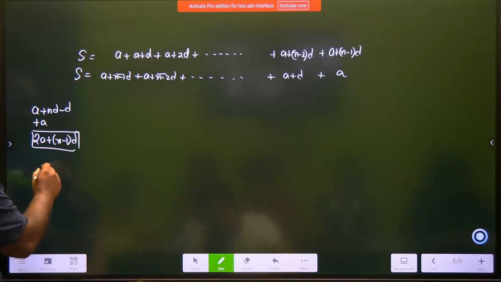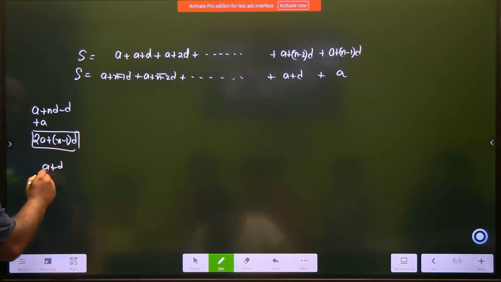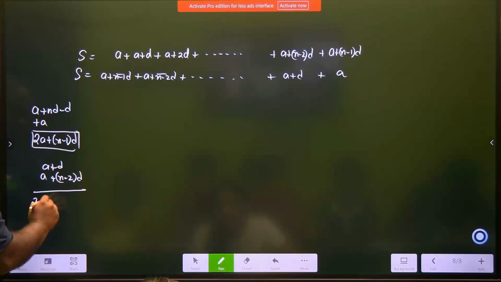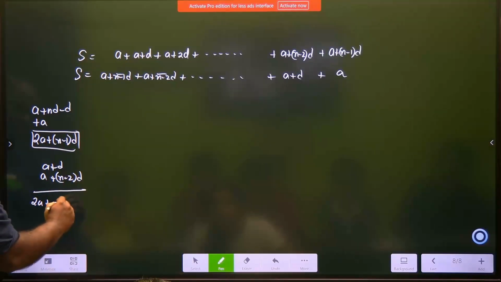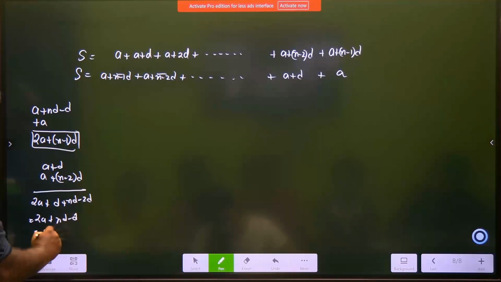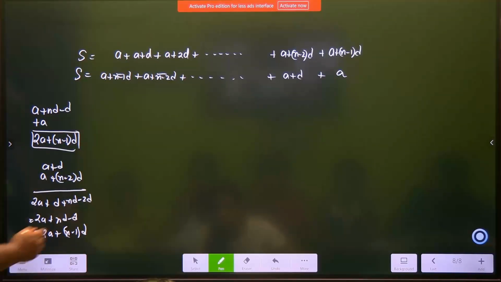These two, let us see. A plus d, and then we have another a, and then we have a plus n minus 2 into d. A and a will give you how much if we add? 2a. So you have a plus nd, you have a plus d, then you have a plus nd minus 2d. So 2a is retained, plus d minus 2d is how much? nd minus d. So I can write this as 2a plus n minus 1 into d. Agreed? So the sum is coming the same. The same Gauss funda. 2a plus n minus 1 into d. This is what we are getting.